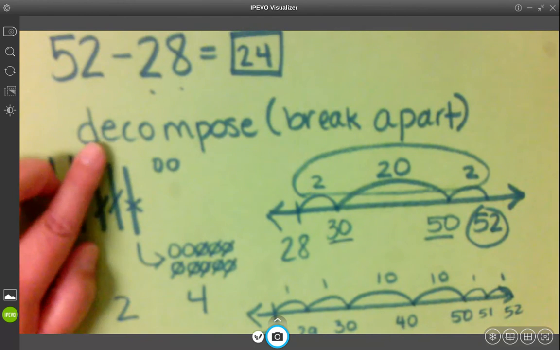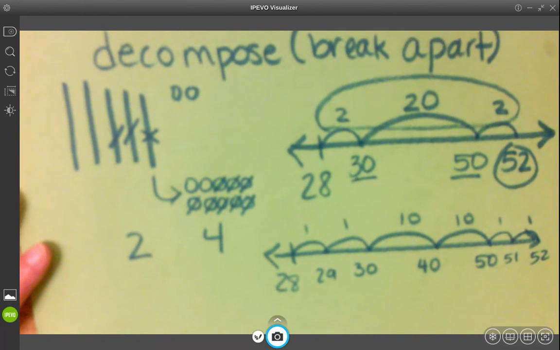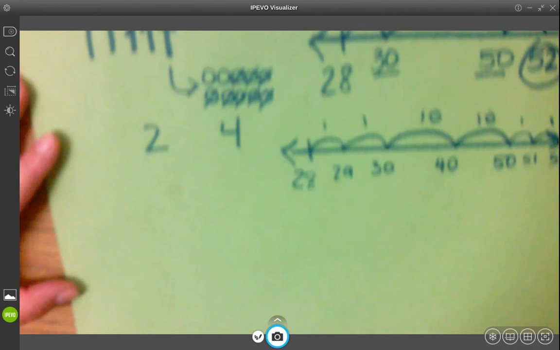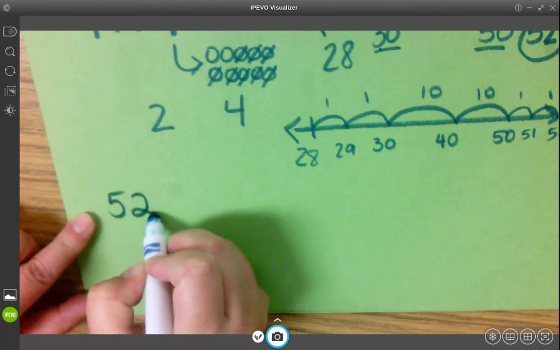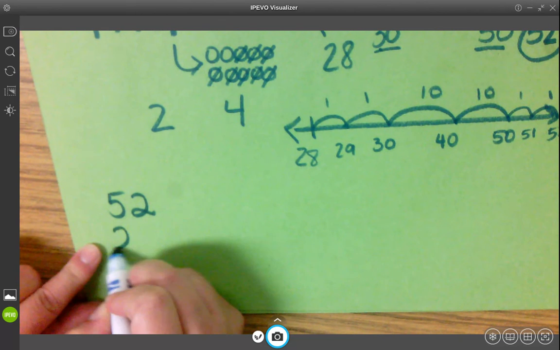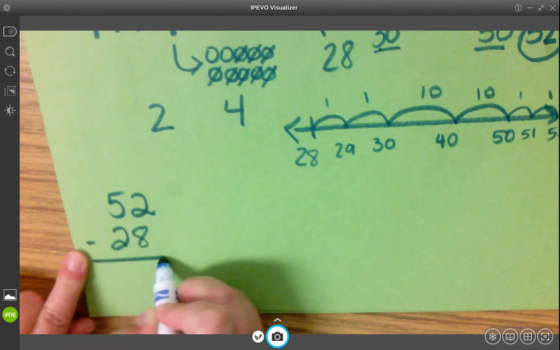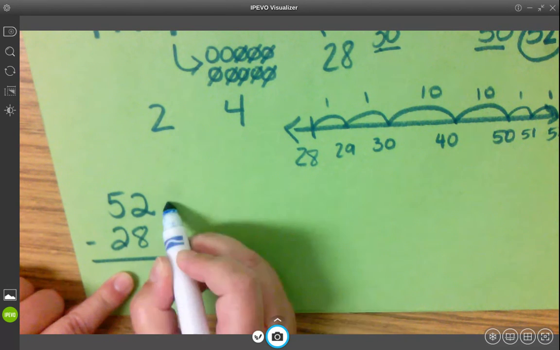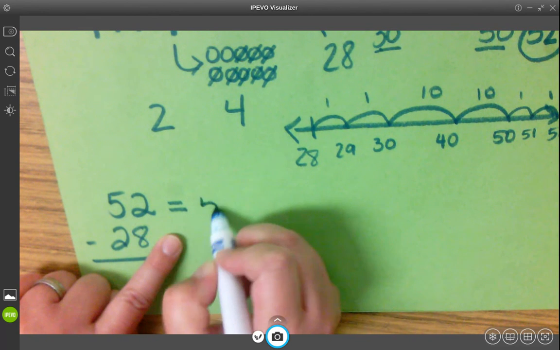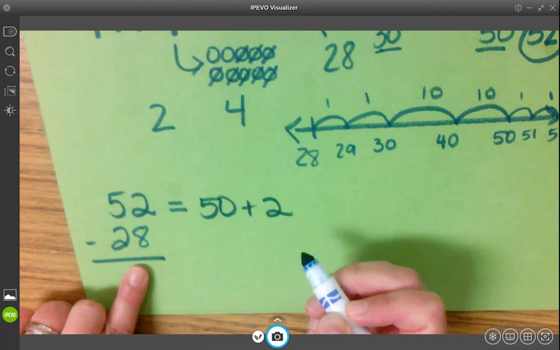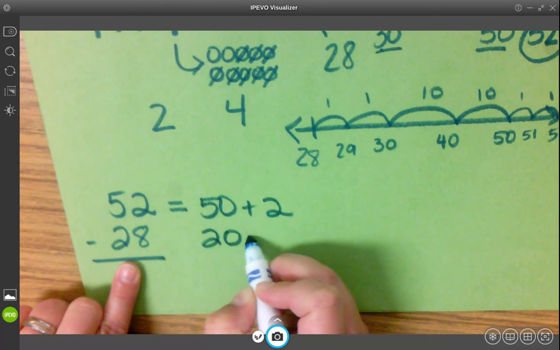Remember, our problem is 52 subtract 28. When we added, we talked about how we can break apart those numbers. So I am going to put 52 and 28 in vertical form like this. But I'm going to break apart these numbers into expanded form. So 50 plus 2 and 20 plus 8.